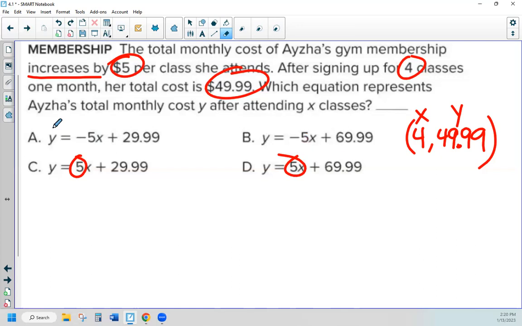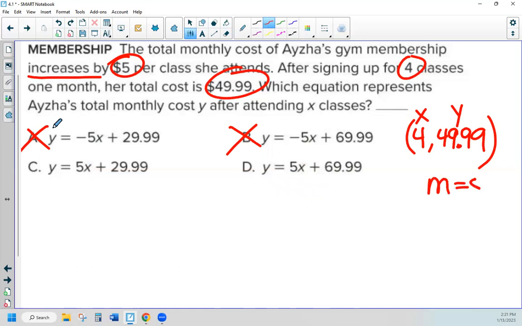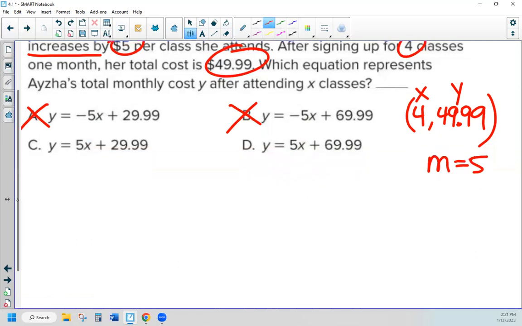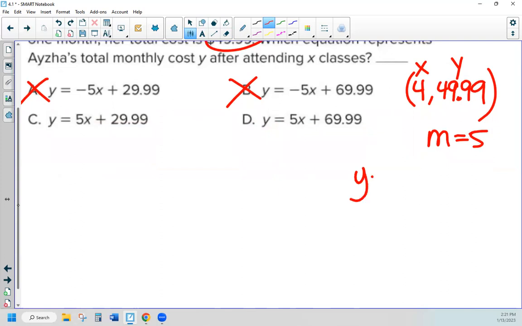So I'm thinking that these are wrong. My price is not going down every time, it's going up. So I needed to increase by 5. So 5 has to be positive. All right. Now, let's go ahead and say that this is my slope. Slope is 5. So let's create an equation where we write it in slope-intercept form. y equals mx plus b.